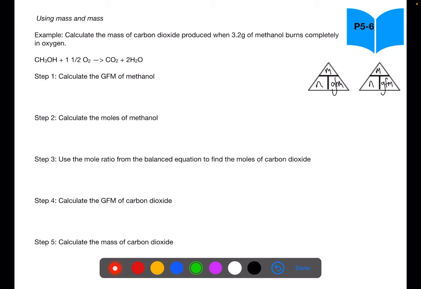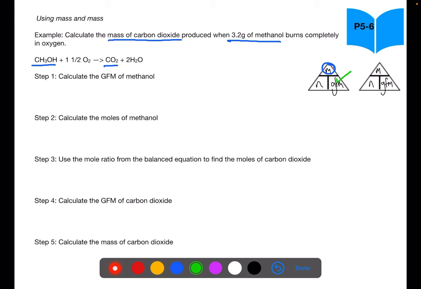In this example, we're to calculate the mass of carbon dioxide, which is produced when we have 3.2 grams of methanol burning completely in oxygen. This means that we can focus fully on the methanol and the carbon dioxide. We're trying to calculate the mass of carbon dioxide. We have the formula for carbon dioxide, so you would be able to find the gram formula mass.